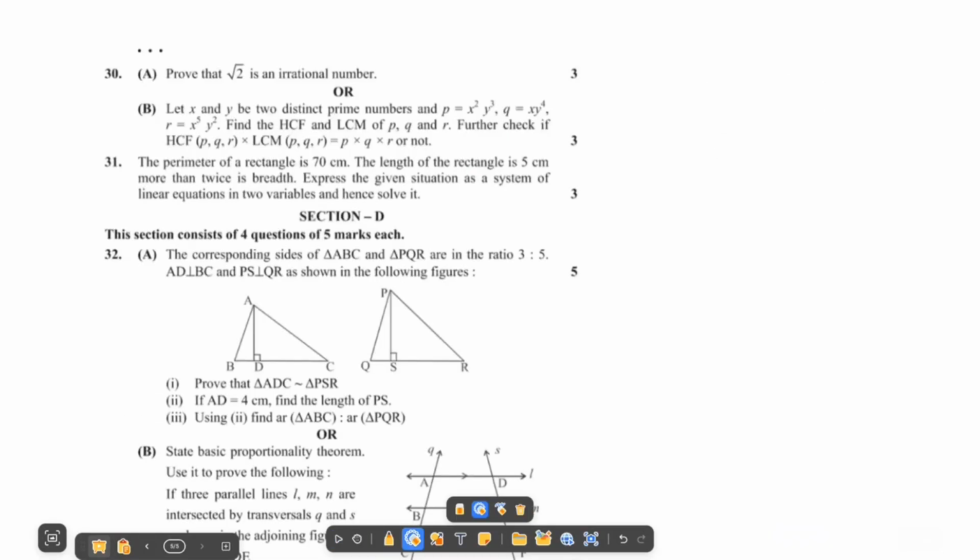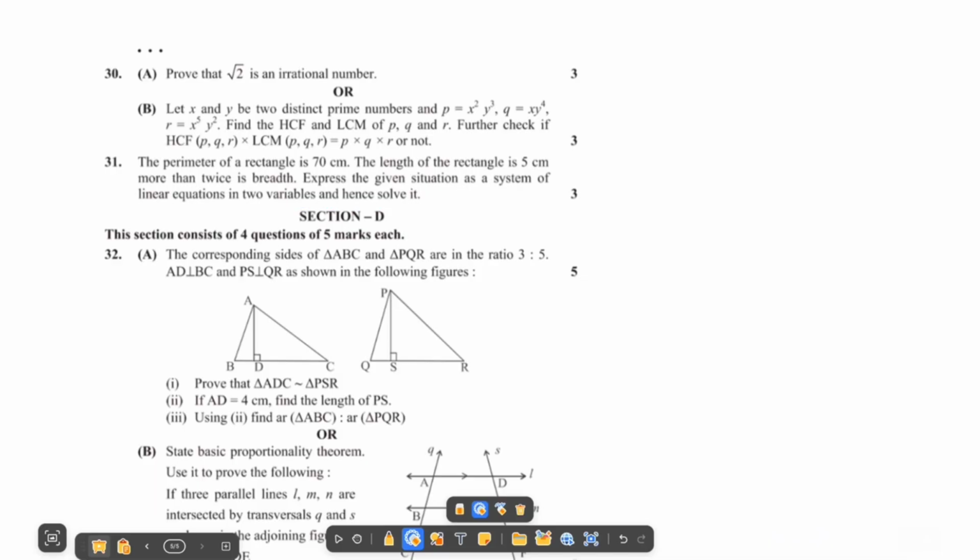Next, 31st question. This one. The perimeter of a rectangle is 70 centimeters. The length of the rectangle is 5 centimeters more than twice the breadth. Express the given situation as a system of linear equations in two variables and solve it.